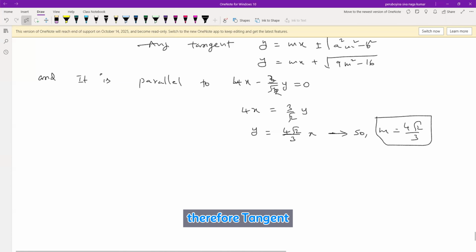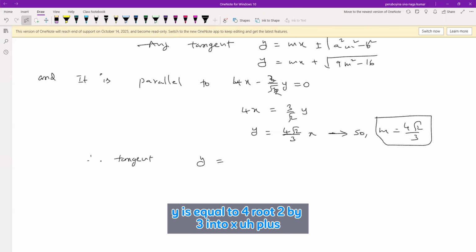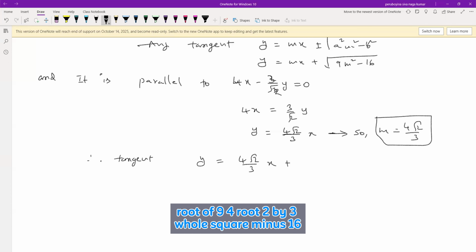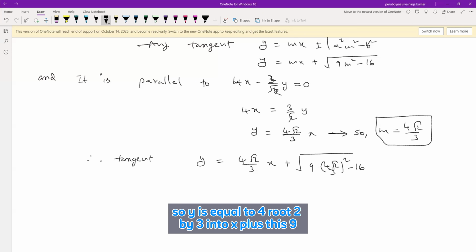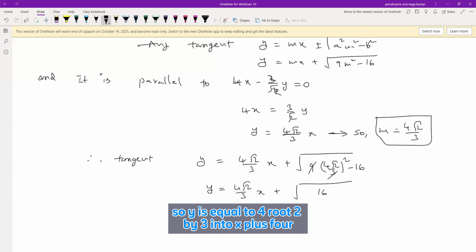Therefore, the tangent is y equals 4 root 2 by 3 into x plus root of 9 times 4 root 2 by 3 whole square minus 16. So y equals 4 root 2 by 3 into x plus, this 9 got cancelled, 32 minus 16 is 16, so root 16. So y equals 4 root 2 by 3 into x plus 4.